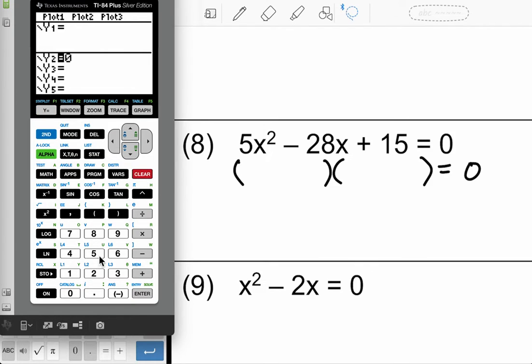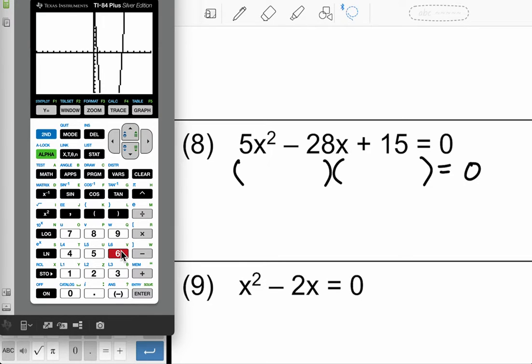All right, so we look at 5x squared minus 28x plus 15. As long as it's in the appropriate general form where everything's over on the left-hand side, 0 on the right, you'll have it set up perfectly for the calculator. All right, you type it in, zoom 6. All right. I don't know how clear of a picture this is.